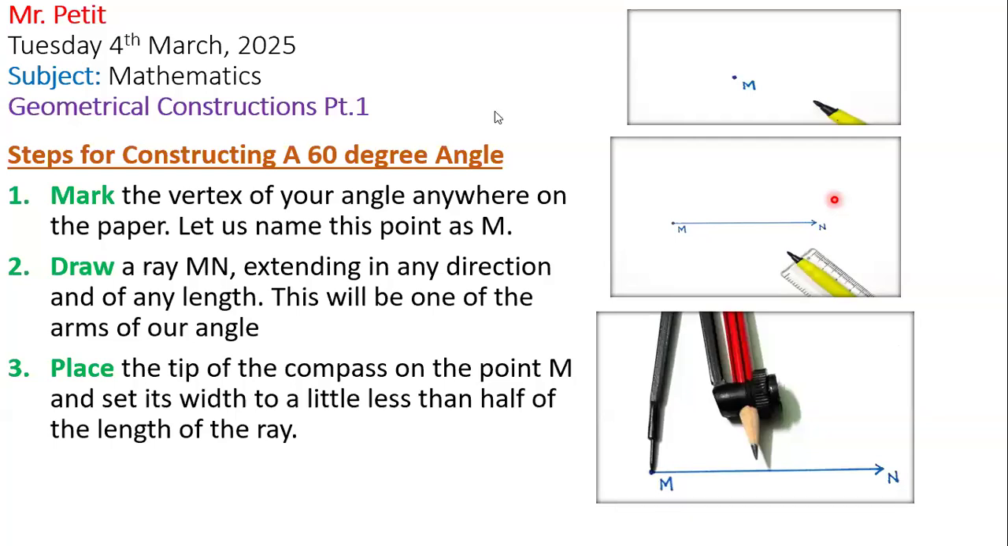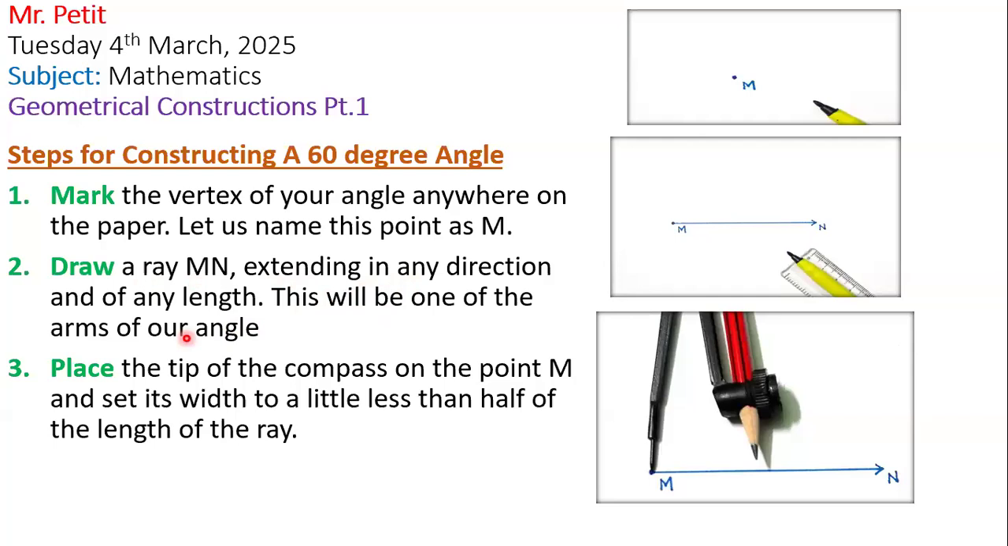Trayvon, read the 3 steps, please, for constructing a 60-degree angle. Mark the vertex of your angle anywhere on the paper. Let us name this point as M. Draw a ray MN extending in any direction of any length. This will be one of the arms of our angle.